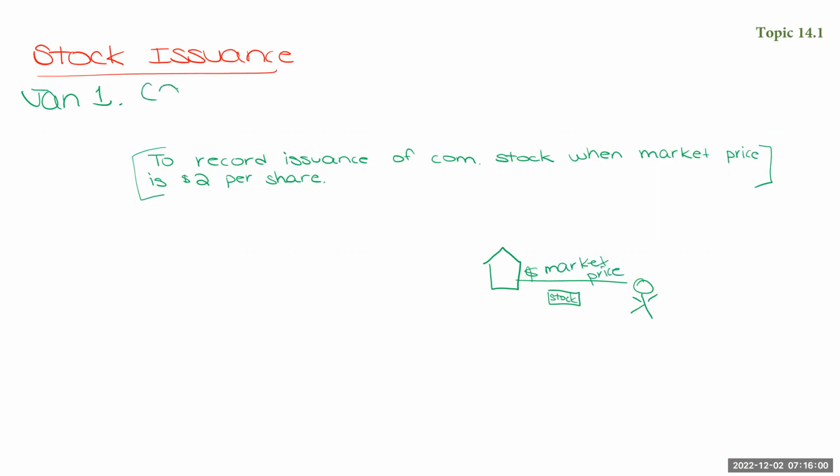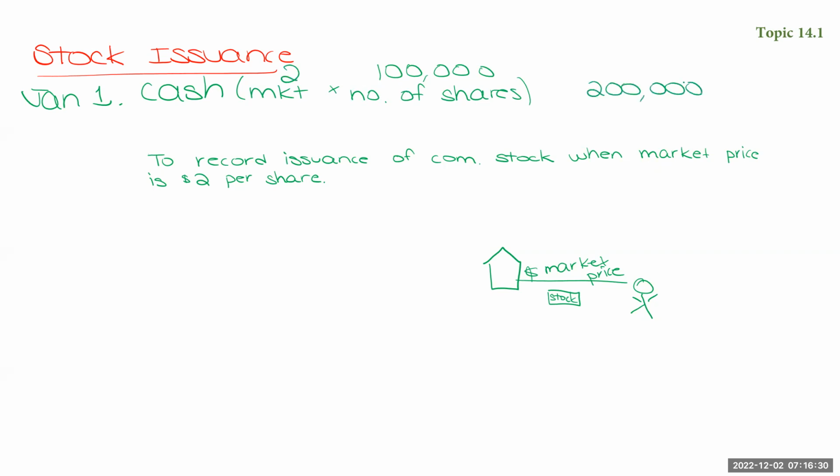They're giving us cash, so you're going to debit cash. Cash is always the market price per share times the number of shares. I indicated that we're selling 100,000 shares, 10% of 1 million. And the market price is $2 a share. So we're getting $200,000 in cash. What are we giving the investors? We're giving them common stock.